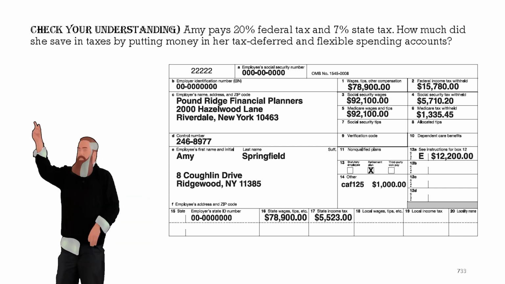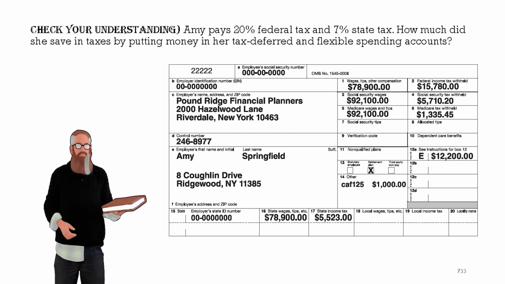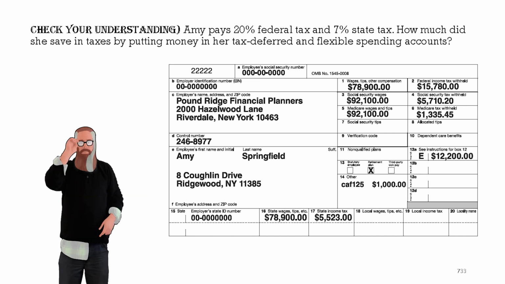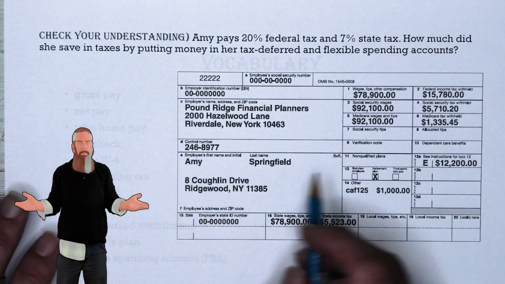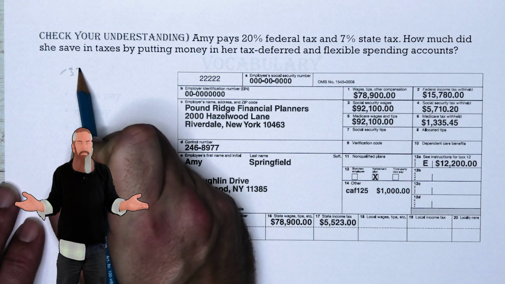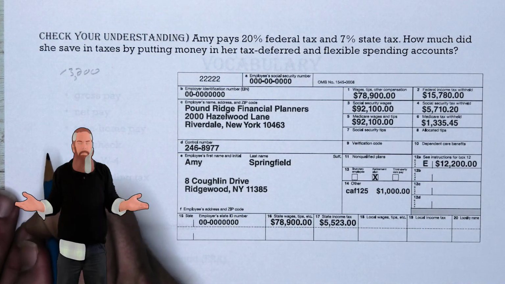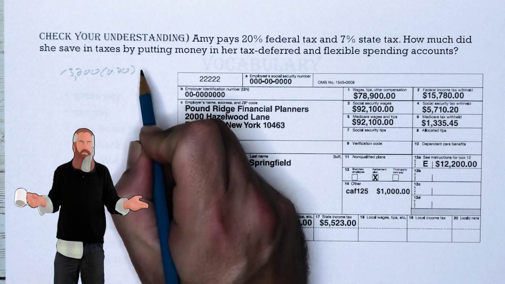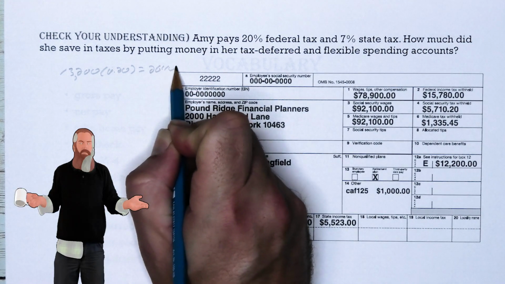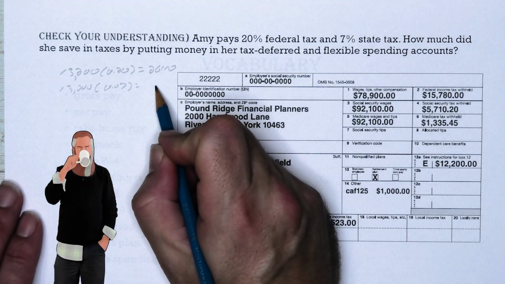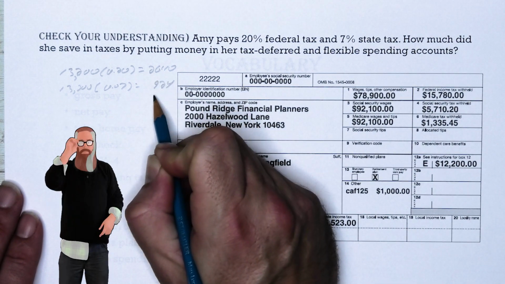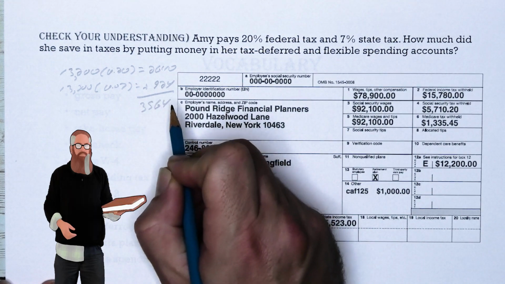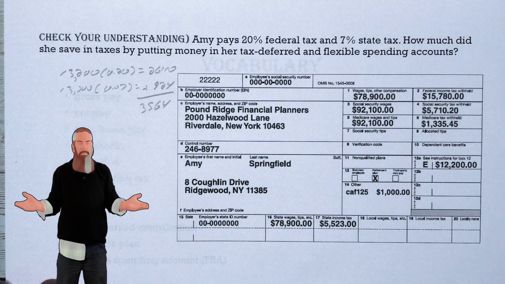Now let's check our understanding of this. Amy pays 20% federal tax and 7% state tax. How much did she save in taxes by putting money into her tax-deferred and flexible spending account? The first thing we're going to consider is that there is a total of $13,200 of tax-deferred money here. Had she paid the 20% that would have gone to the federal tax, that would have amounted to $2,640. Had she paid the 7% state tax, that would have been $924. By adding those together, we see that she saved $3,564 by having those tax-deferred options in her pay stub.